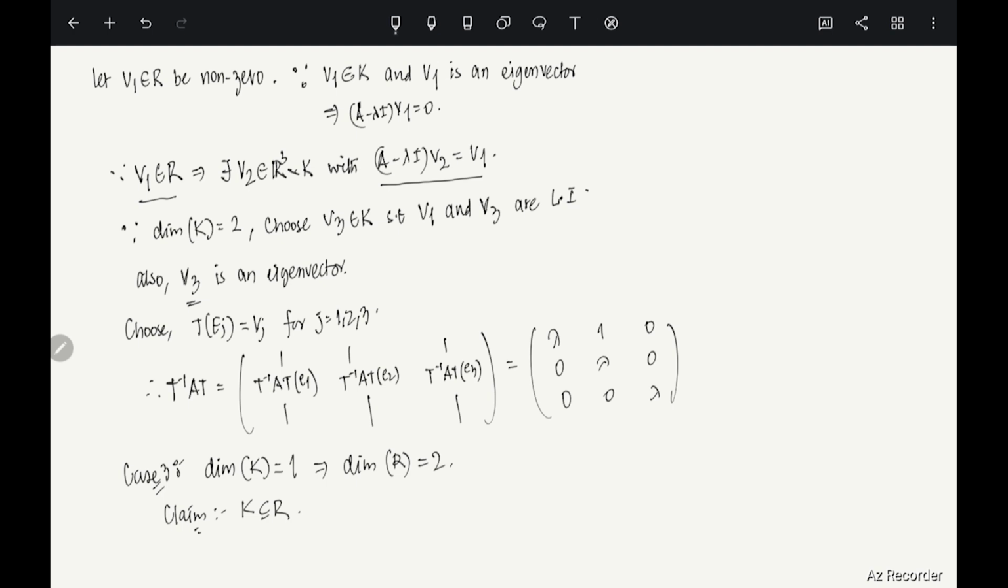Okay. We have to prove that. We did not prove it, but this is our claim. Okay. So let's say if this is not the case, then A minus lambda I times R equals R, right? Yes, if K is not contained in R, then A minus lambda I times R has to be equal to R.